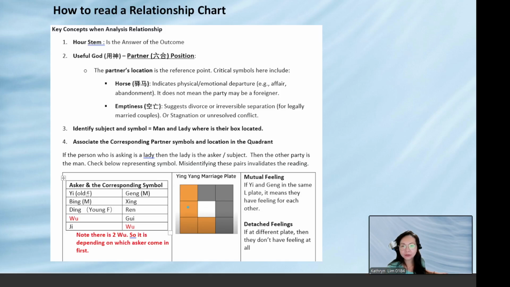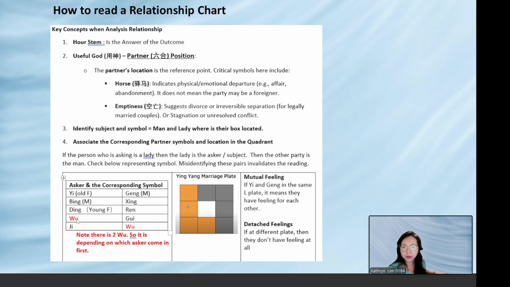For instance, when the asker is a female Yi, the corresponding symbol we are looking for is Geng. If the asker is Bing, the corresponding symbol would be Xin. For Ding, the corresponding symbol would be Ren, and for Wu, the corresponding symbol would be Gui, and so forth. And if the asker is Ji, the corresponding symbol would be Wu.